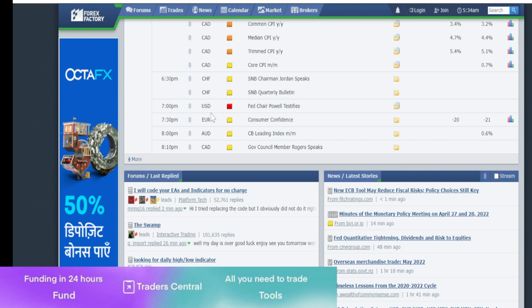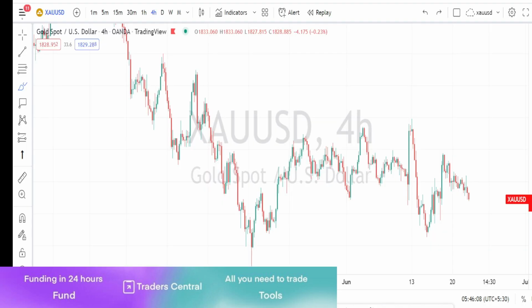Let us begin our gold analysis. I'll be doing today's analysis from the 4 hours time frame to the 5 minutes time frame, and I'll be sharing with you the current trend of the price action, and the support and resistance of the current price action. I'm in the 4 hours time frame now.